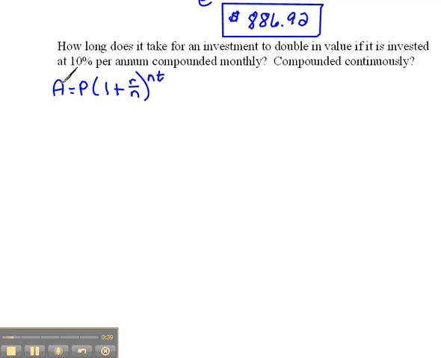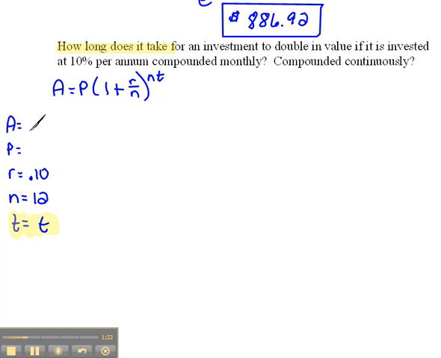In order to use this formula, we need to identify each one of our variables. So we've got A, P, R, N, and T. Okay, so how long does it take for an investment to double in value if it's invested at 10%? So that's our interest rate, 10%. Compounded monthly. That tells us that this is happening 12 times a year. Now, our original problem here, how long does it take? That tells us that our variable here is going to be time. That's what we're going to end up solving for. So I'm going to leave that as a t.